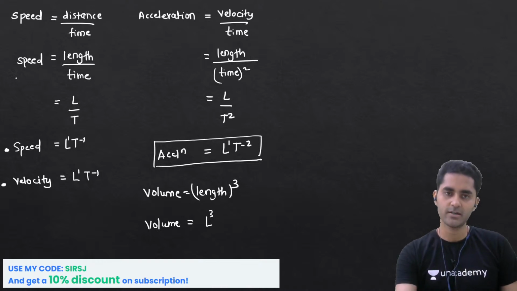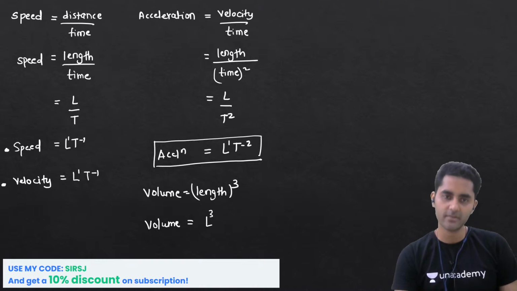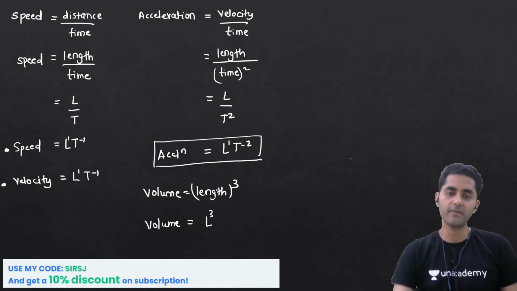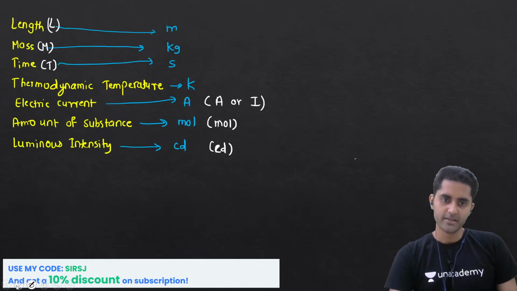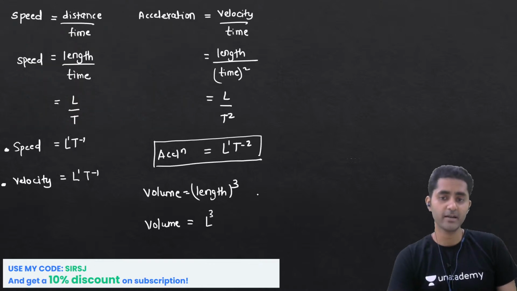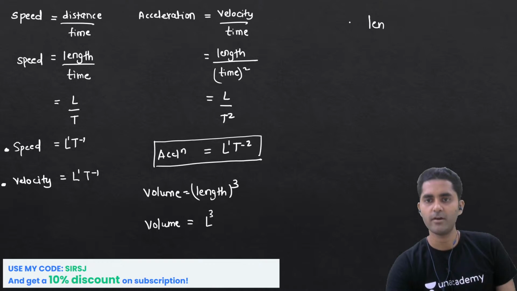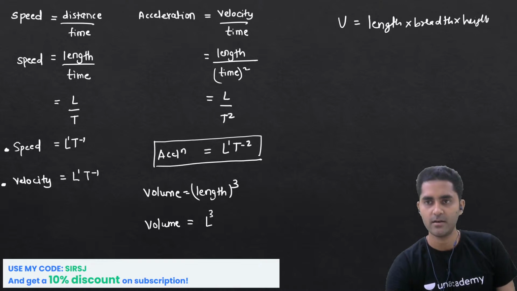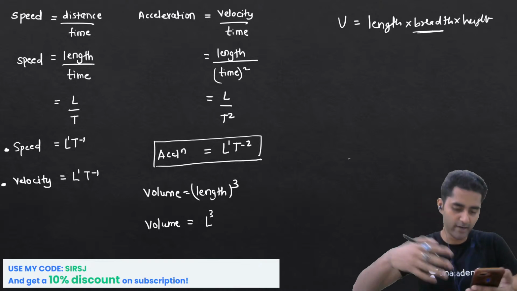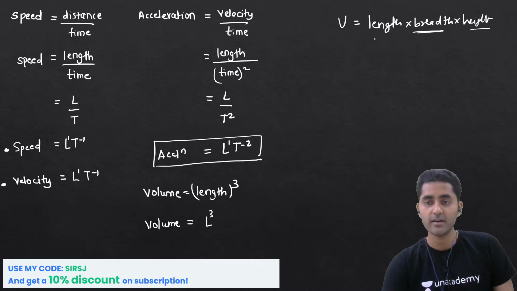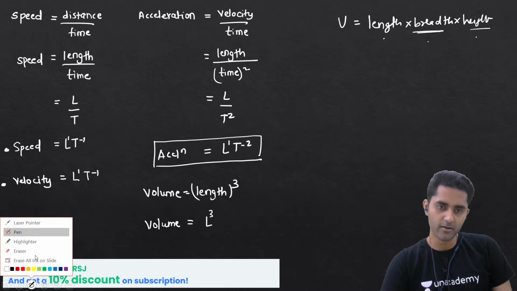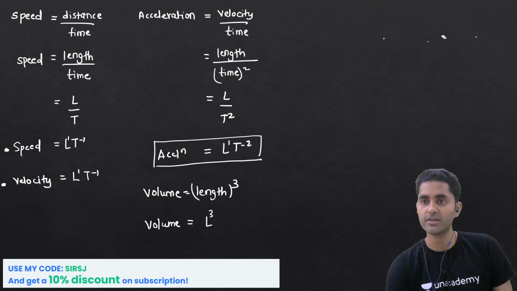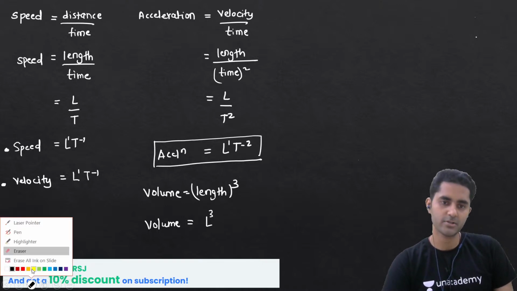I'm just trying to make it clear that all these physical quantities depend on some fundamental quantities. We have these fundamental quantities, right, Amit? Length, mass, time, temperature. The formula for volume is length into breadth into height. Now when you measure breadth, breadth is a kind of length only, right? Height is a kind of length only. So length into length into length will become length cube. So volume depends on length cube, or power 3 of length. So this was all about volume.